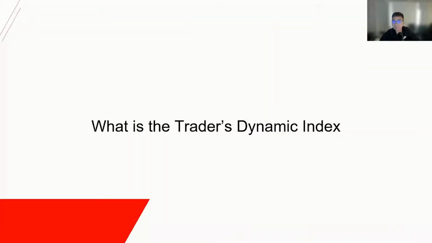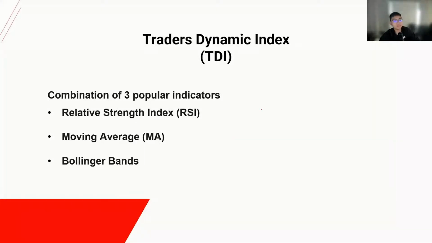So what is the Traders Dynamic Index? It's actually quite a nifty indicator. It's a combination of three popular indicators all at once. The Relative Strength Index, the RSI. I'm sure most of you beginner traders have already used the RSI before. Also the moving average, MA. I'm sure you've already touched it on MetaTrader 4 or MetaTrader 5; when you open it, it should have the MA or the RSI. We also have the Bollinger Bands together with it, so it is made up of three indicators.